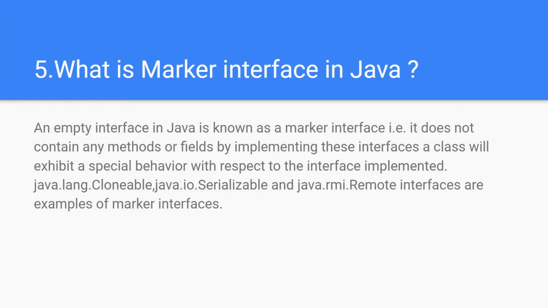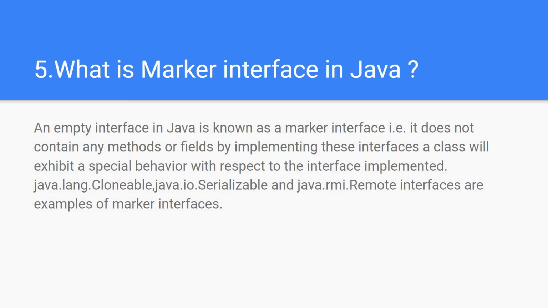What is a marker interface in Java? An empty interface in Java is known as a marker interface. It does not contain any methods or fields. By implementing these interfaces, a class will exhibit a special behavior with respect to the interface implemented.